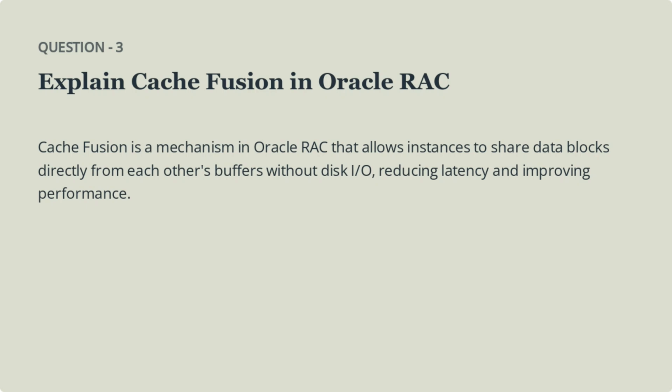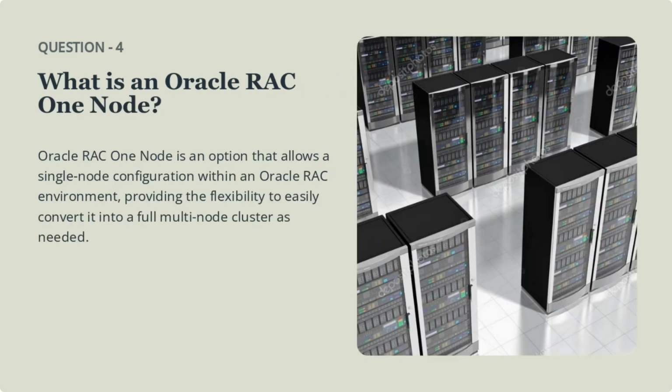Oracle RAC One Node is an option that allows a single node configuration within an Oracle RAC environment, providing the flexibility to easily convert it into a full multi-node cluster as needed.